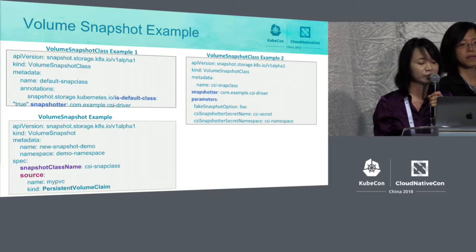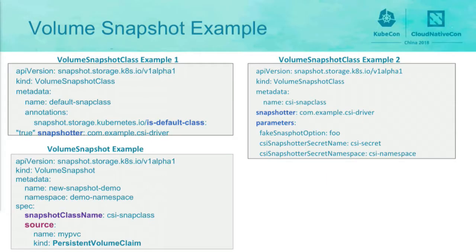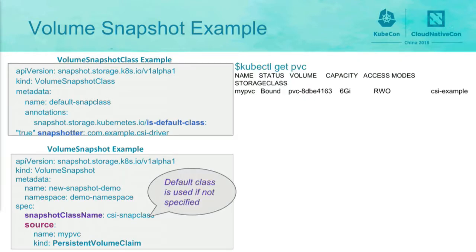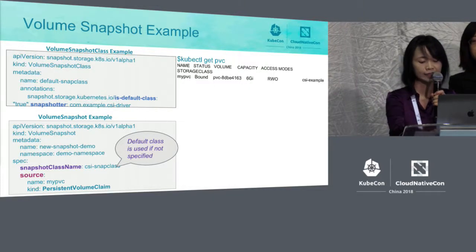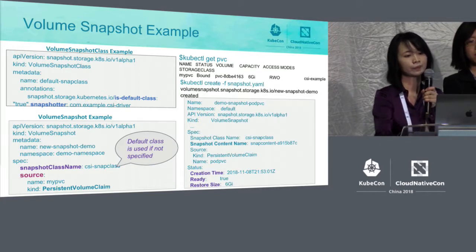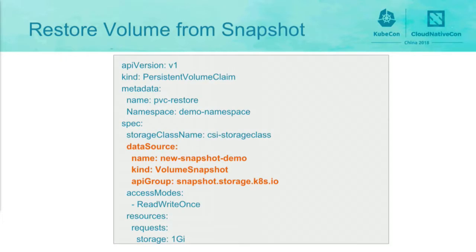And we also have a YAML file for the volume snapshot. You need to specify the snapshot class name and the source. And also, if you are not specifying the snapshot class name, the default class will be used. So to create a volume snapshot, the PVC has to be in bound state, otherwise it will fail. After the snapshot is created, you will get the status, which has the timestamp. And to restore volume from a snapshot, we need to specify the data source.